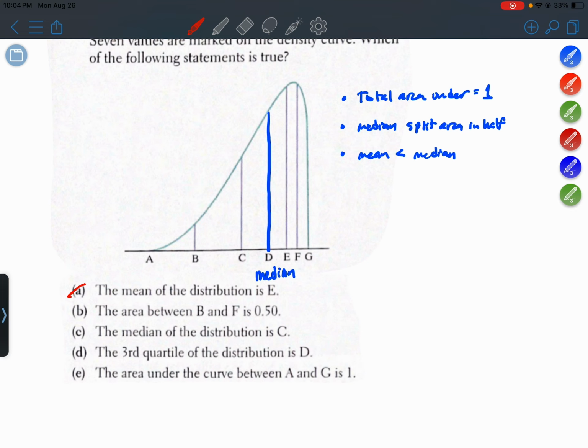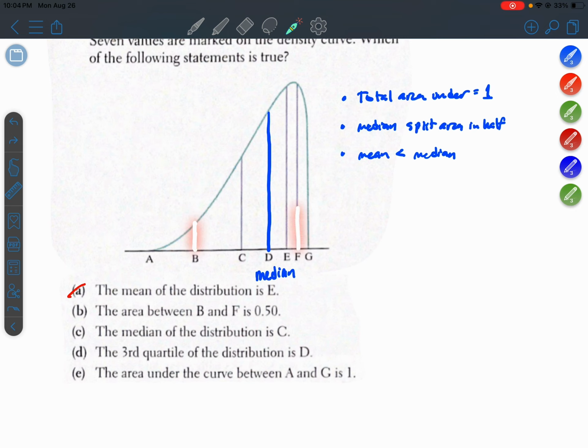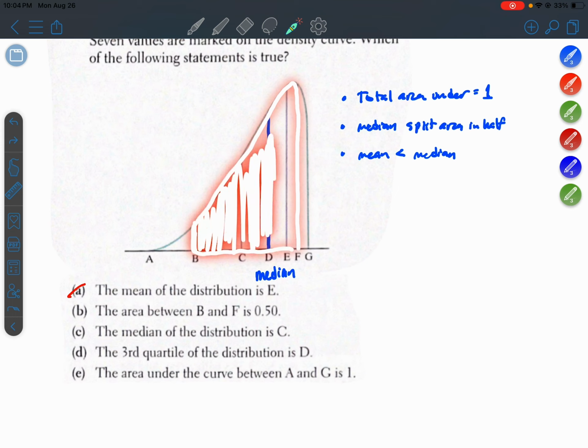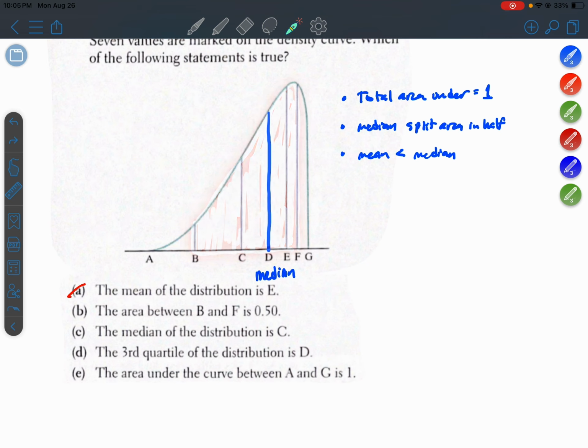B. The area between B and F is 0.5. So B to F, right? They're saying that area is 50%, 0.50. I doubt that too, right? That's a majority of the area. It's probably closer to 80 or 90%. So I think just common sense, we can eliminate B.